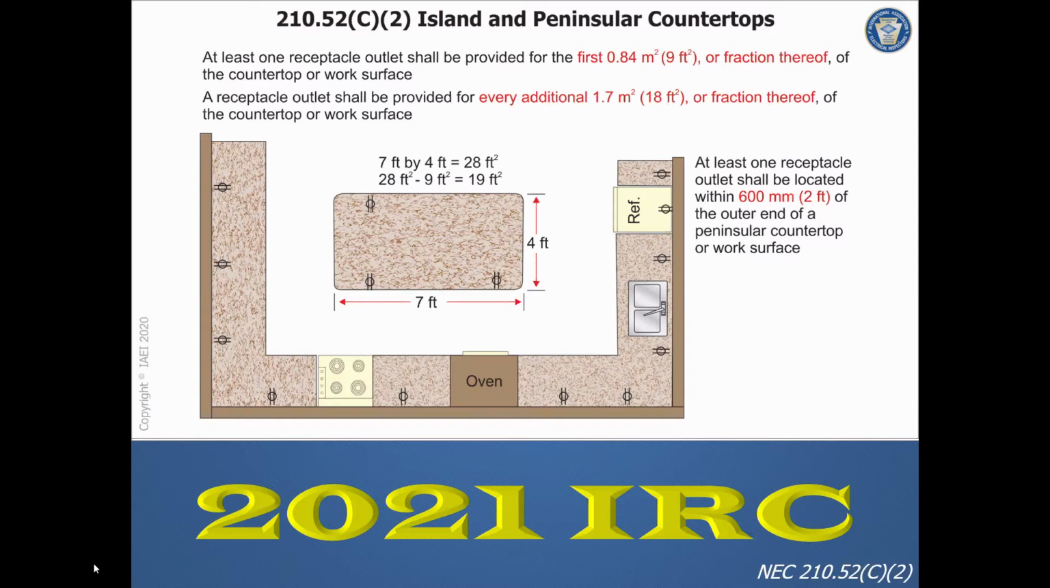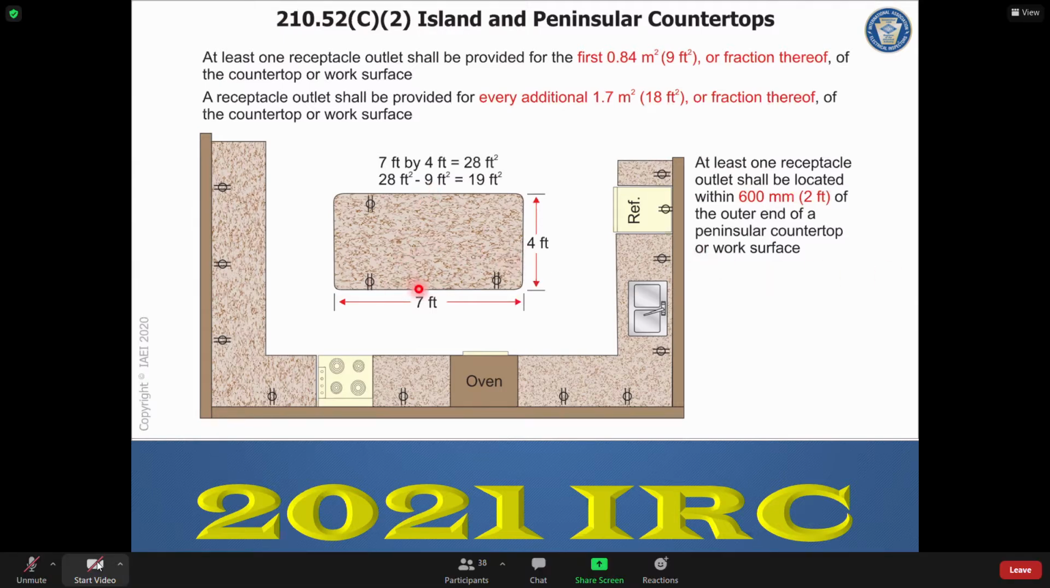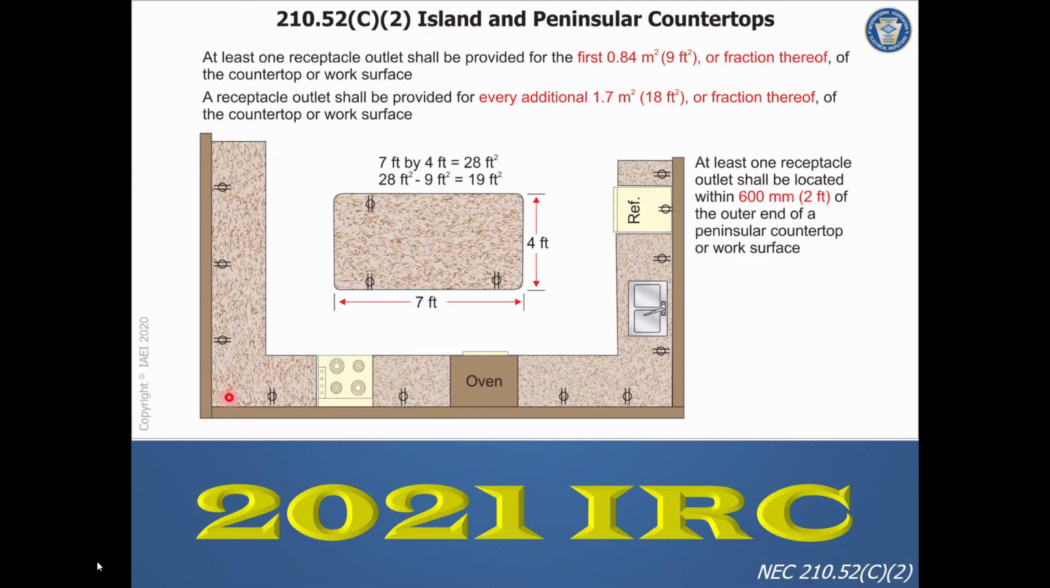So, and the answer to that came back, yes, it is time. So when you get to the 2021 IRC, 2020 NEC, you will no longer take a linear measurement of an island or a peninsula. Now, your base countertops are just the same. No point any further than 24 inches, any countertop wider than 12 inches, and so on. But for your islands and peninsulas, you will no longer take a linear measurement across the countertop.